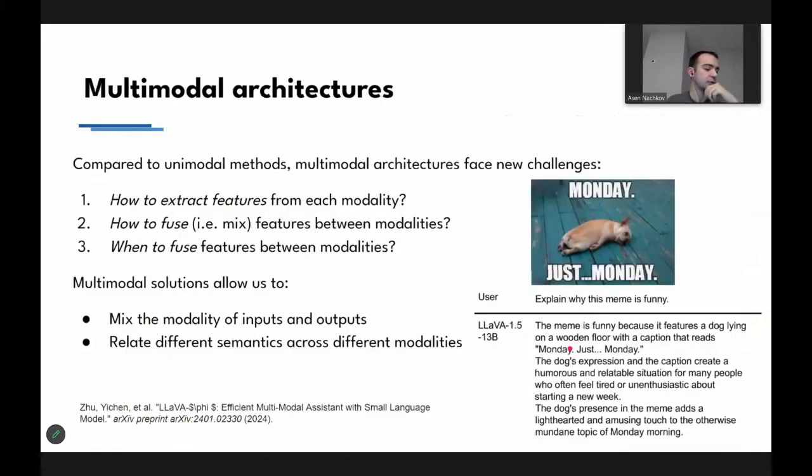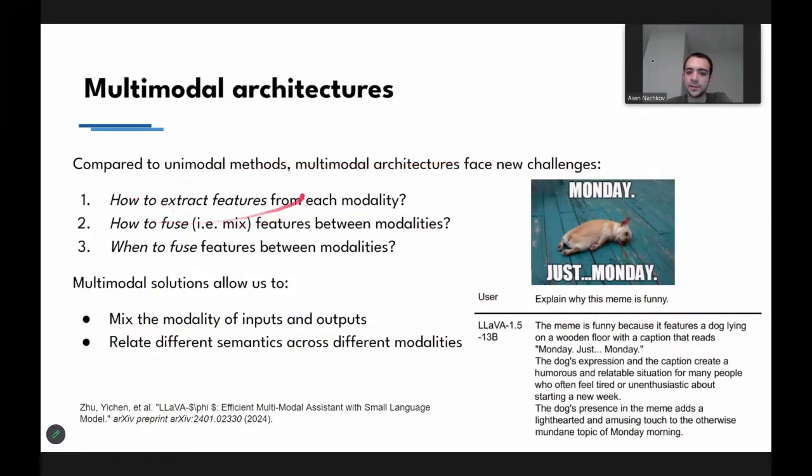Okay, so let's briefly talk about multimodality. So multimodal methods refers to methods which can accept data of different modalities, for example, both an image and some text. And typically the output is also text or image. So these are very useful, obviously, because we can combine modalities and we can extract and reason about things across different modalities. So compared to unimodal architectures, multimodal methods have 3 additional questions that need to be answered.